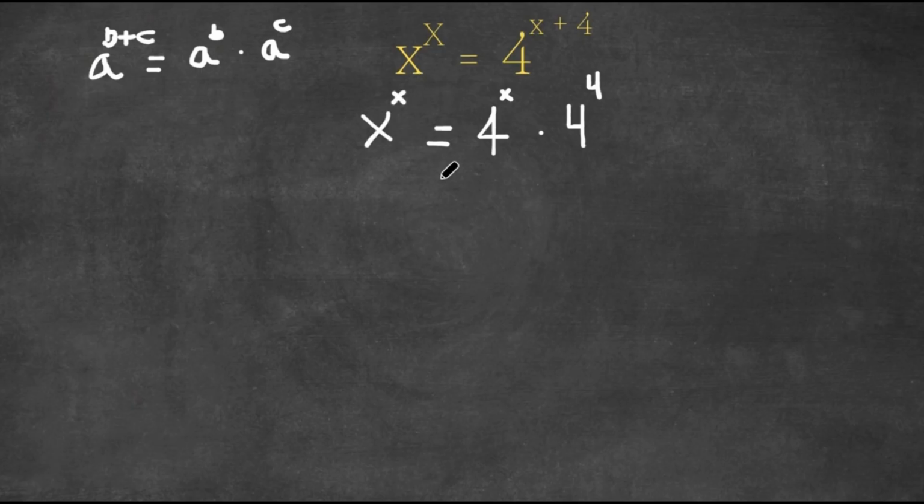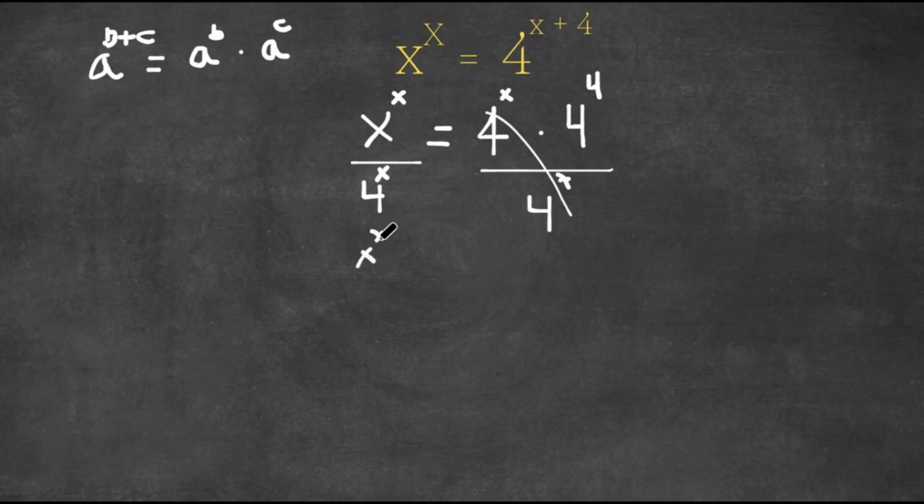Now we're going to divide both sides by 4 to the power of x. What we do on one side, we have to do on the other side. So we're going to divide this side by 4 to the power of x. And these two cancel out, so we're left with x to the power of x over 4 to the power of x equals 4 to the power of 4.